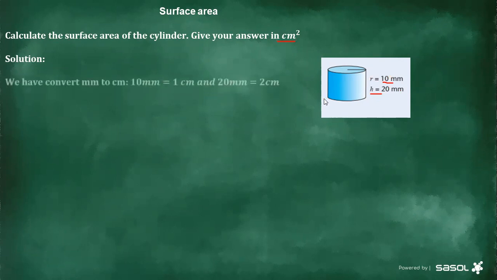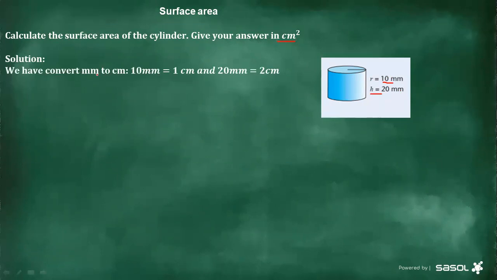Now let's see. We have to convert millimeters to centimeters. Therefore, 10 millimeters is equal to 1 centimeter, and 20 millimeters is equal to what? 2 centimeters. How did we obtain that? We know that 10 millimeters, you divide by 10 to get centimeters; 20 millimeters, you divide by 10 to get centimeters. So we are going to be using 1 centimeter and 2 centimeters.